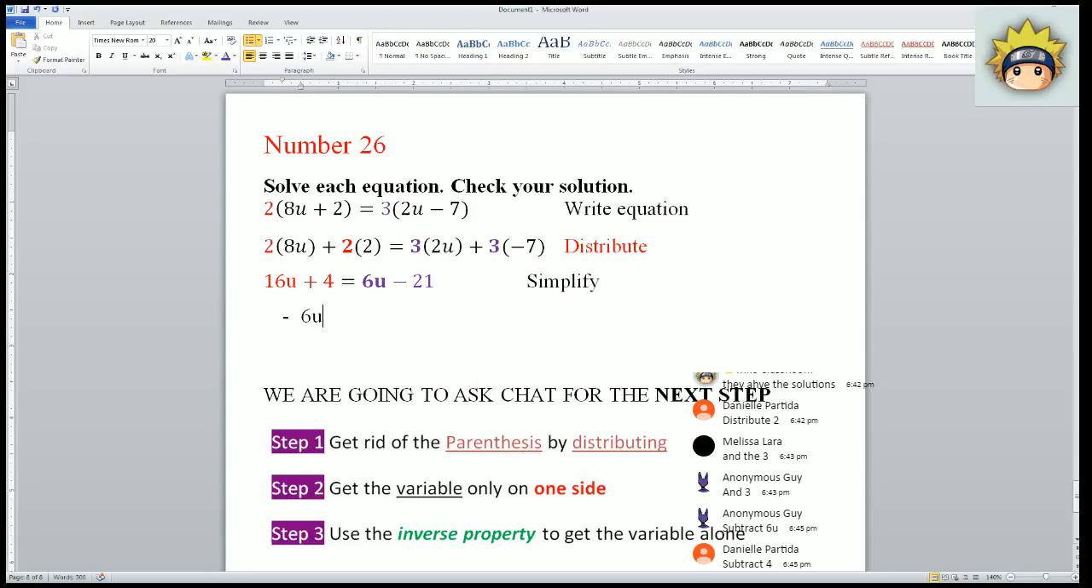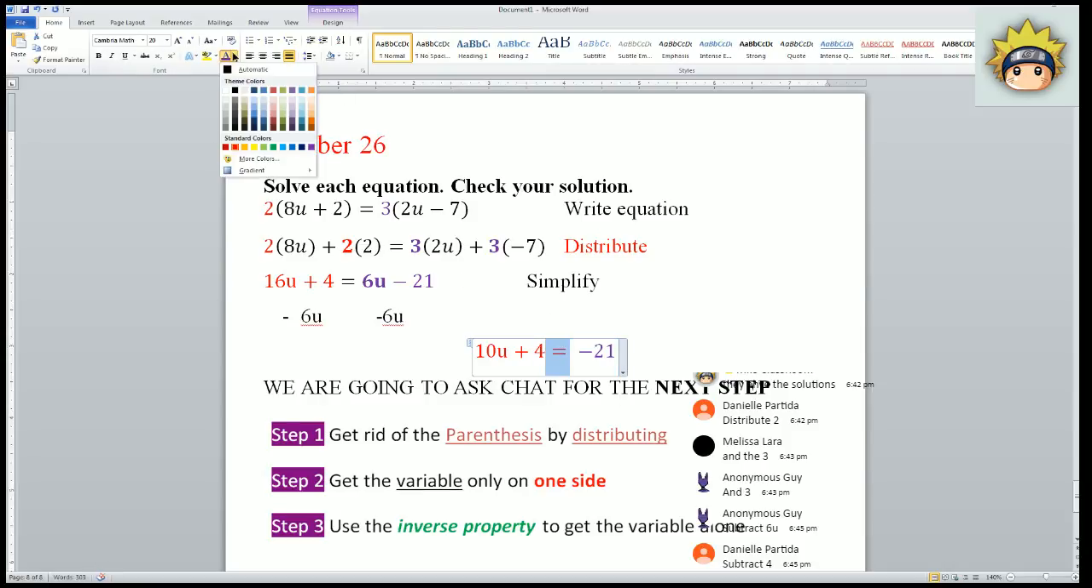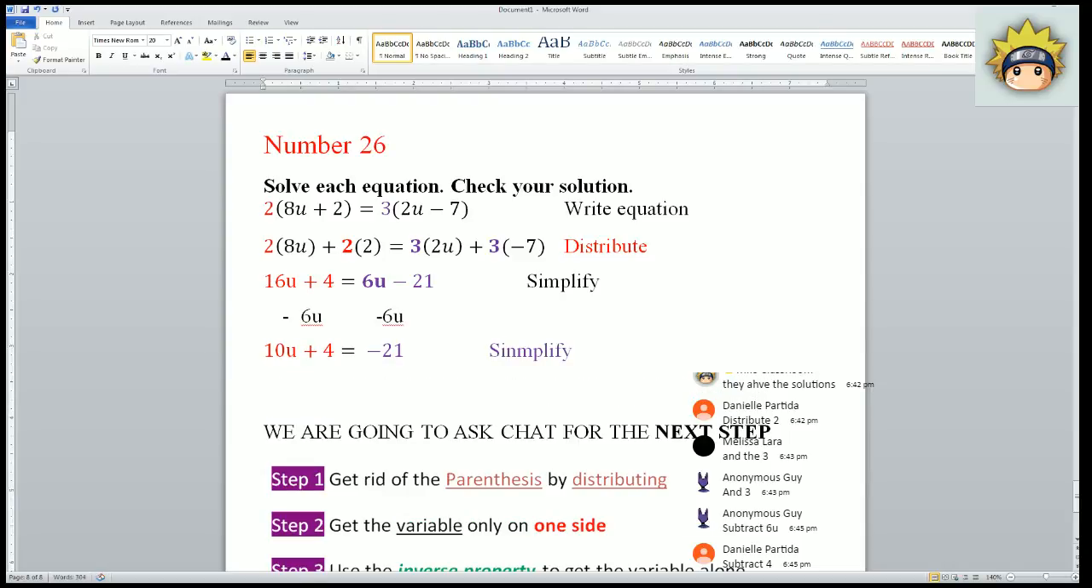Subtract 6u. Okay, whatever I do to one side, I do to the other side. Boom. Subtract 6u. Okay. Alright, what I am left with is 10u plus 4 is equal to -21. Okay. Make that purple because that was purple. That was black, and that is what I'm left with. Good. Do we see this part? Okay. That's after we simplify, and everybody's yelling at me in chat because I have to subtract the 4 now.